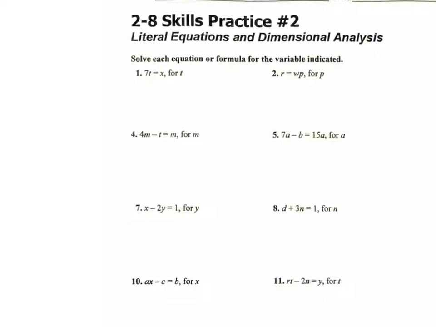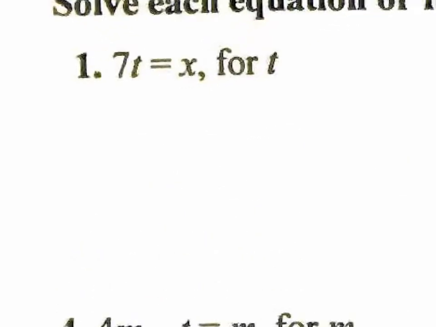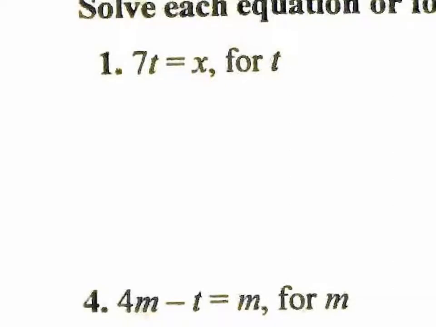So on number 1, we want to solve for t, and t is on the left side of this equal sign. So you want to get t by itself. Now, you got to think about what math is going on here. It doesn't say t plus 7. If it said t plus 7, if you were actually adding 7, you would get rid of the adding 7 by subtracting 7. But it doesn't say t plus 7.